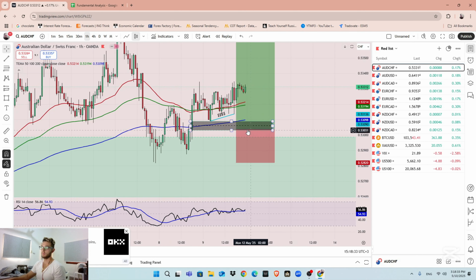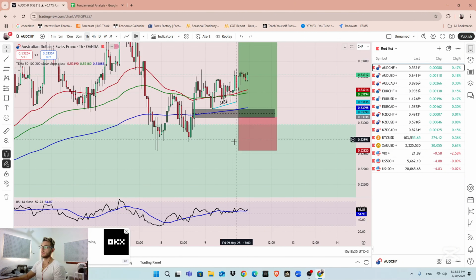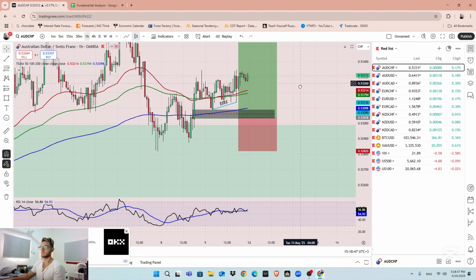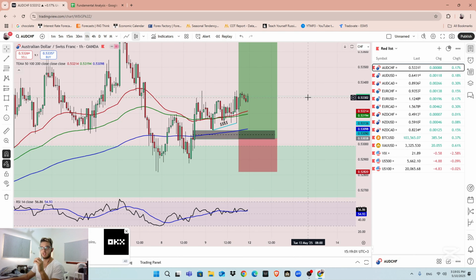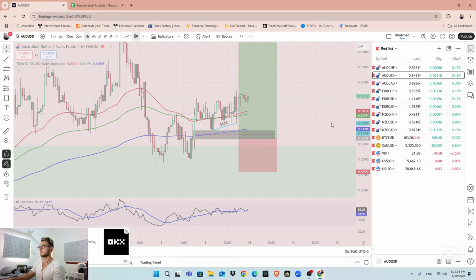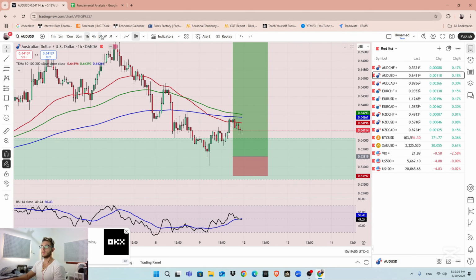I have different ways to put my stop loss. So if you can see, my stop loss is not below the lowest low, it's based on standard deviations, and I don't have a fixed profit. I just trail my stop loss based on my strategy, and this is how I trade. So this is AUDCHF. Now let's jump into the AUDUSD.